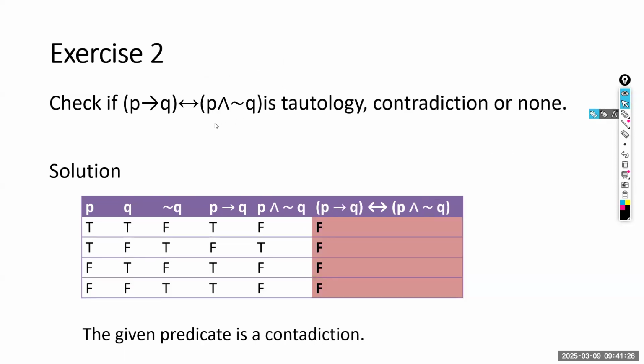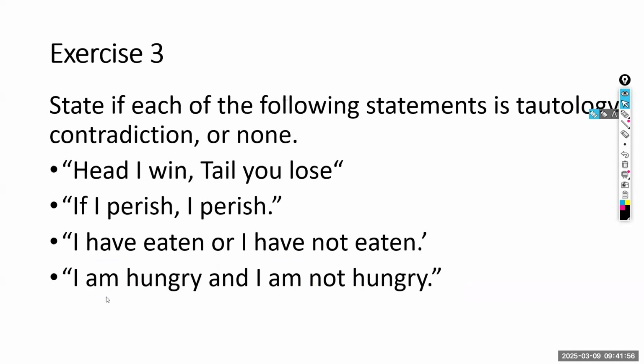Right, so this is a contradiction. P implies Q if and only if P and not Q. Again, if you build the truth table, you will find that you always get false. So there's not a single possibility that this is true. Both true is false, true false is false, false true is false, false false is false. So it's a contradiction. This is just to see whether you have common sense.